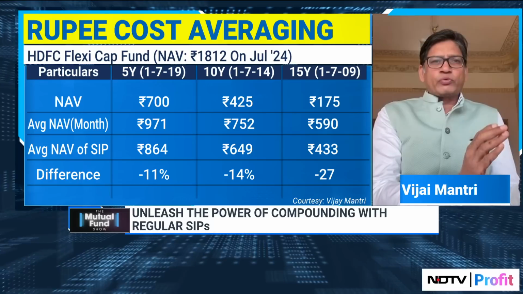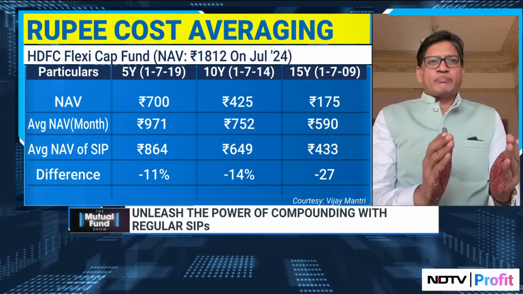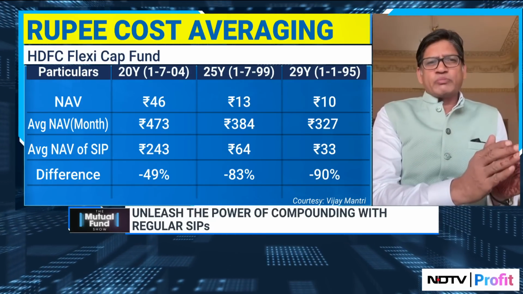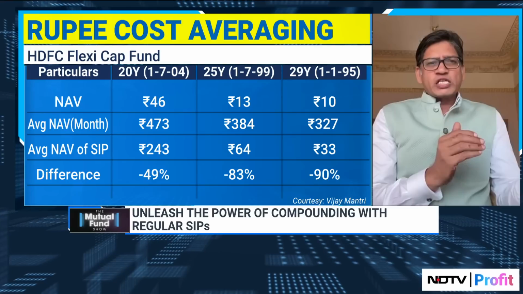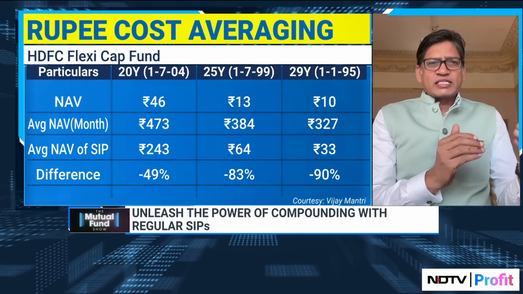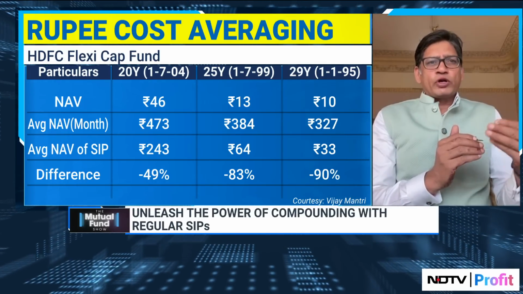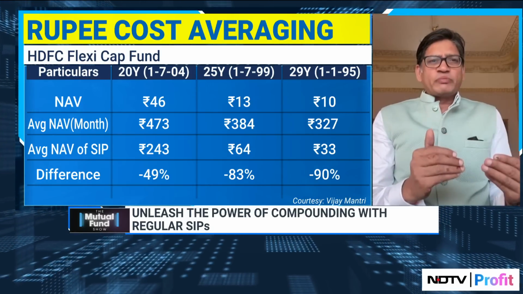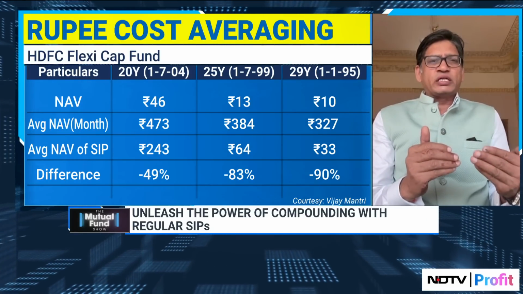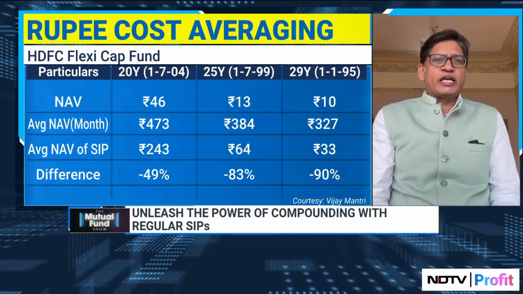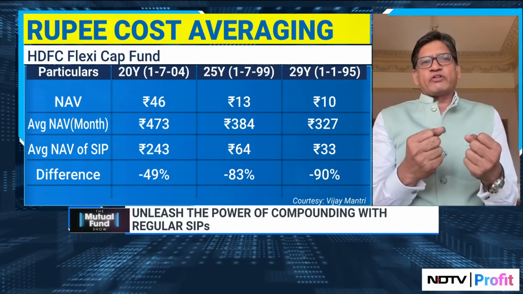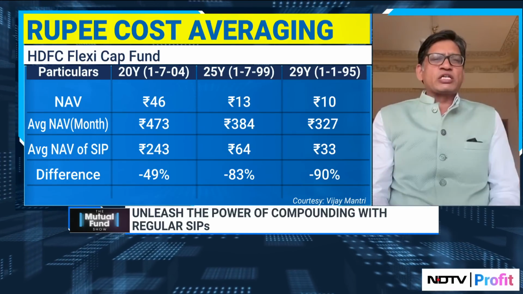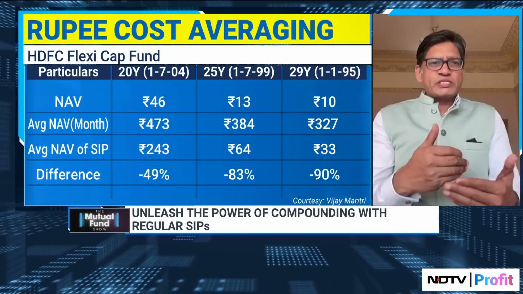And if you look at data for 20 years, the arithmetic average is actually 473 rupees, but the SIP cost comes to 243 rupees. The difference between arithmetic average and SIP average cost is 49% for a 20-year period. For a 25-year period, the average arithmetic cost over 300 months is 384. But if you did a SIP of 10,000 rupees, or any fixed amount, for those 300 months, your average cost comes down to 64 rupees. So the gap is 83%.